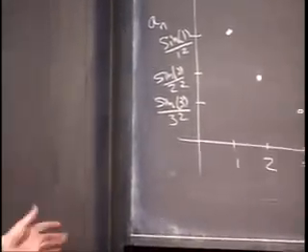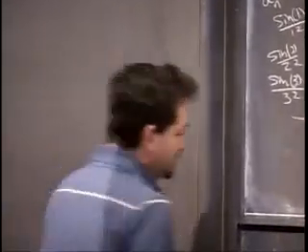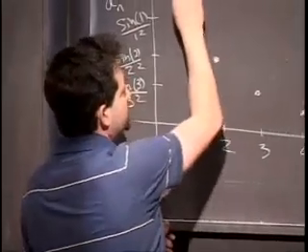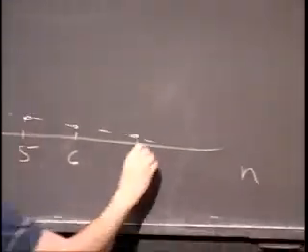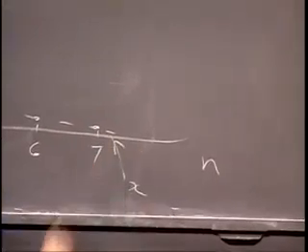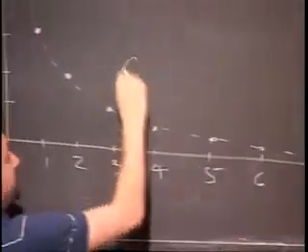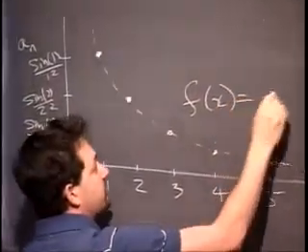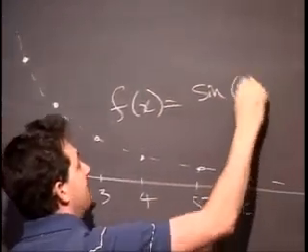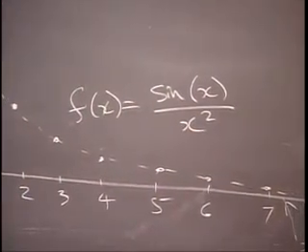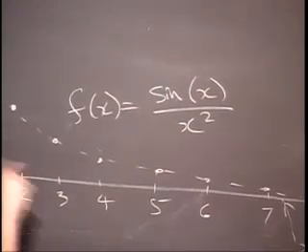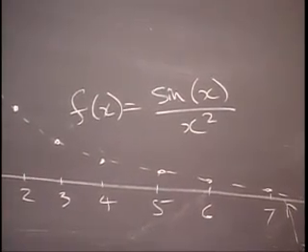But nevertheless, it still looks tempting to join it. So if I do join them, this would not be the n-axis anymore. This should now be called the x-axis, and this would be the function, not the sequence, but the function f of x is sine x over x squared. So this sort of completes the dots. It connects them in a nice, continuous, and smooth manner.